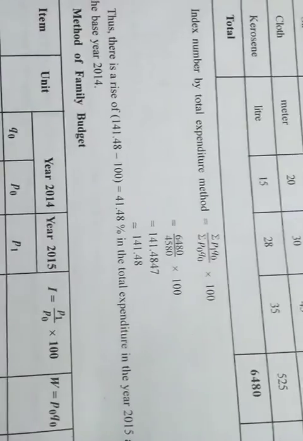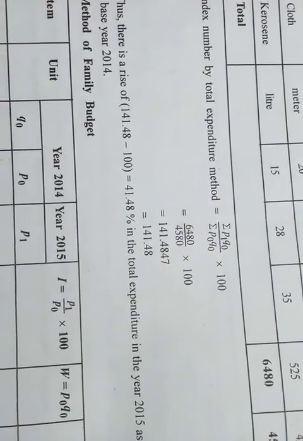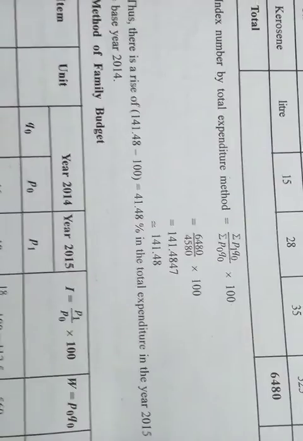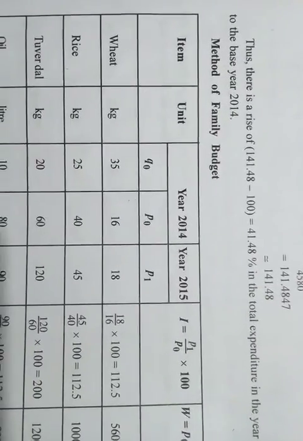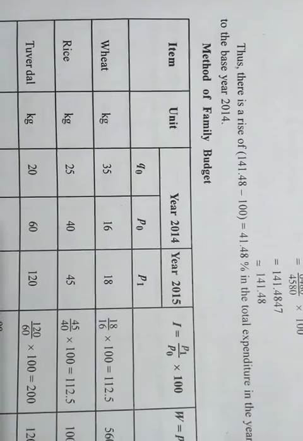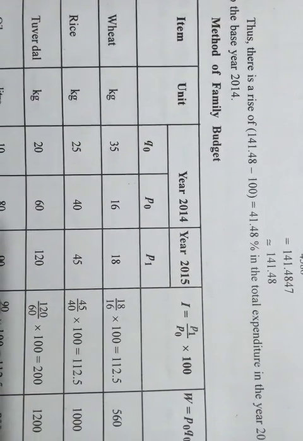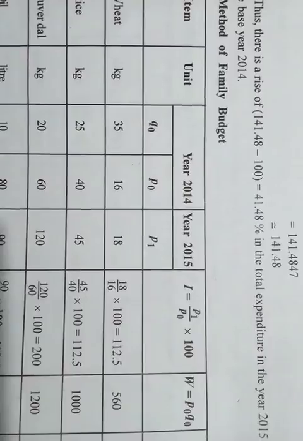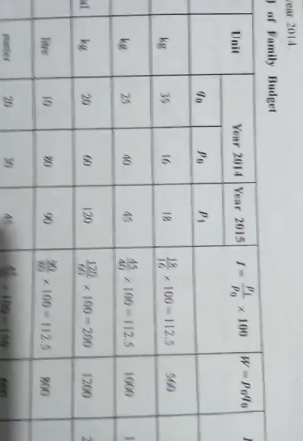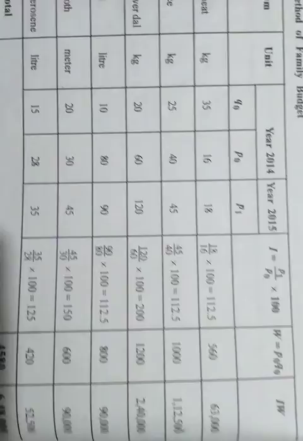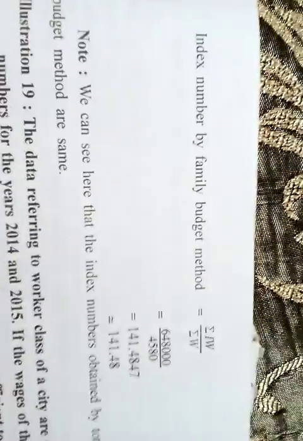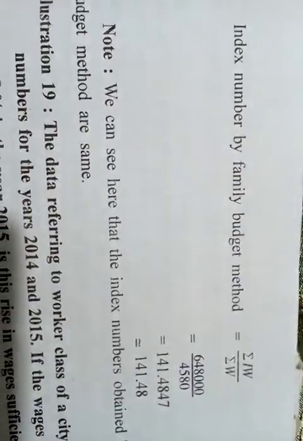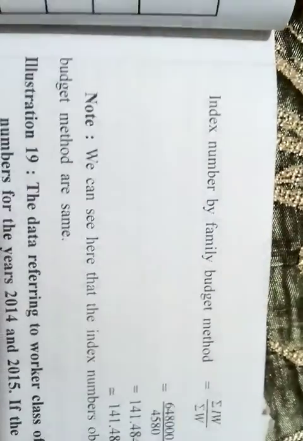And then the family budget method. So the total expenditure method is clear here, so that is one. Then the method of family budget. Family budget means we have to find out I and W. I is equal to P1 upon P0 into 100. W is P0 Q0. That calculation you have to show here, and you will get IW. Once you get IW, your next step is to apply the formula, and this is the formula. Like that we can get it. So I think that is clear to you.